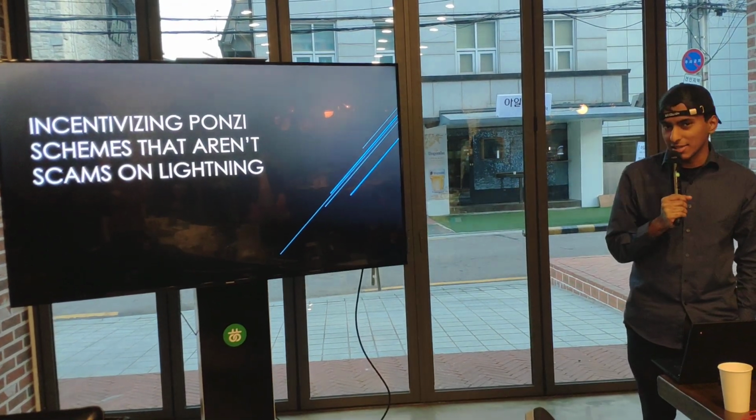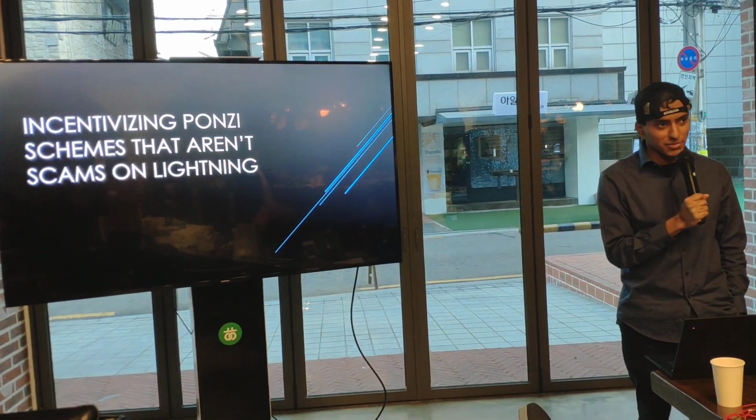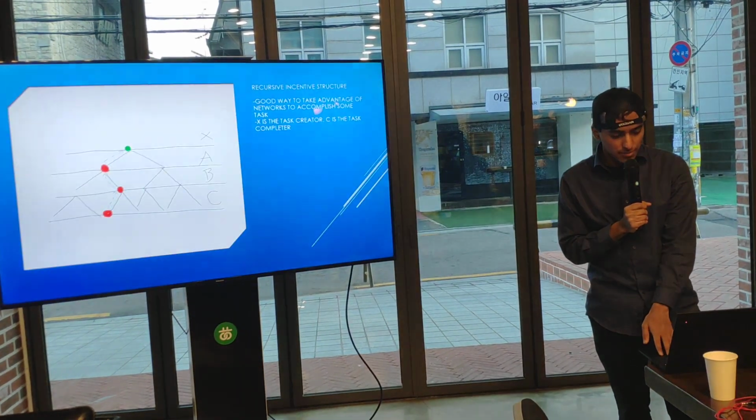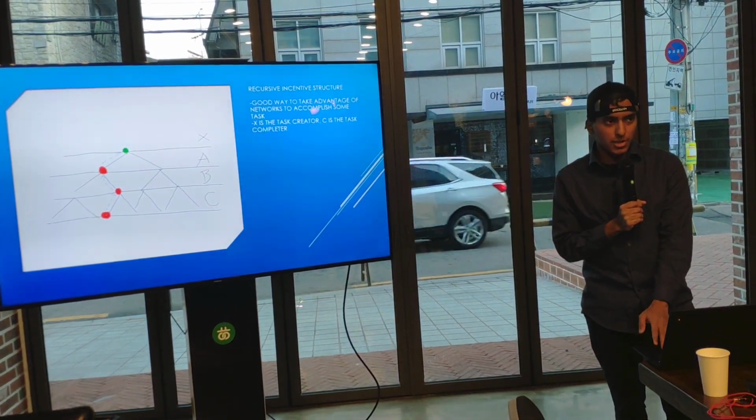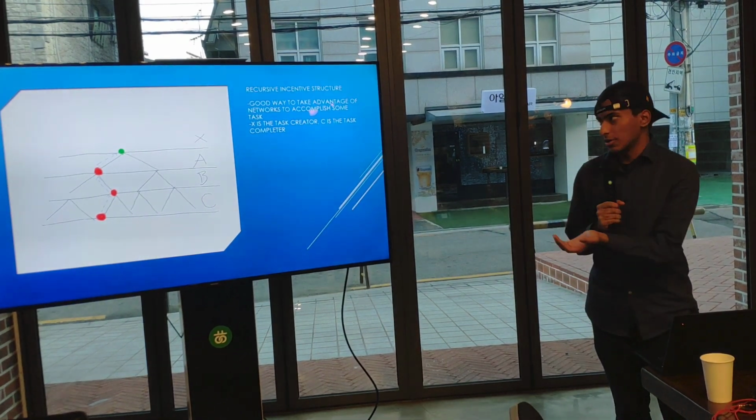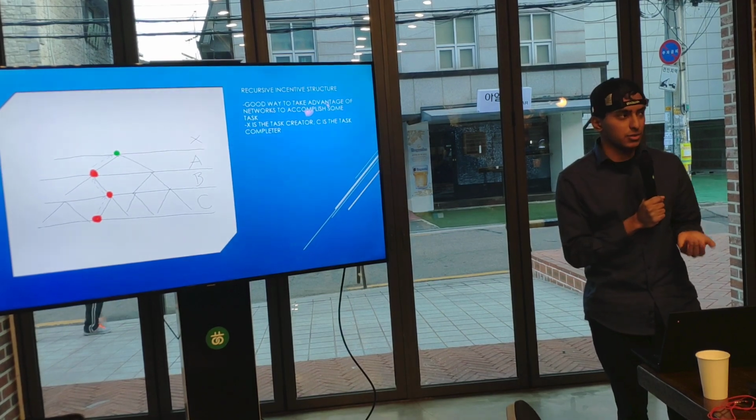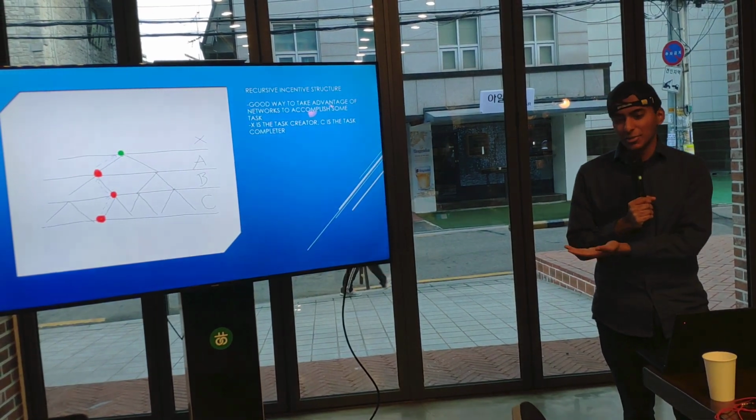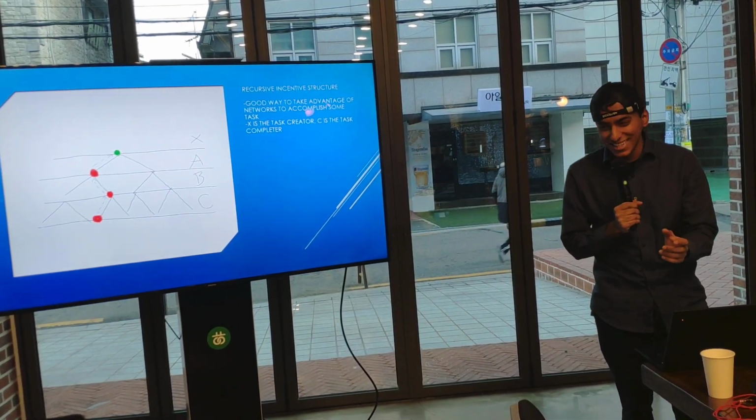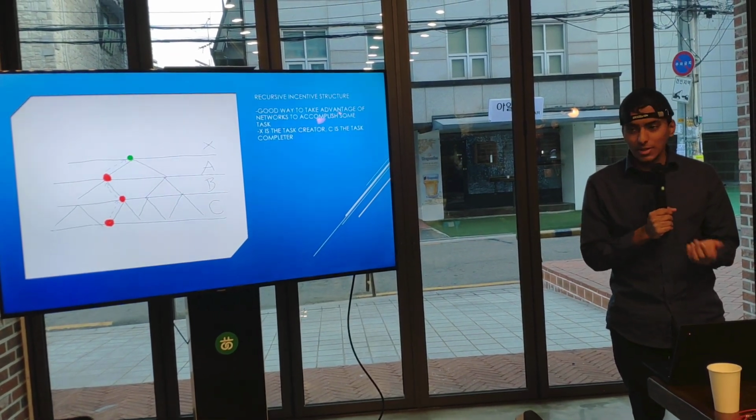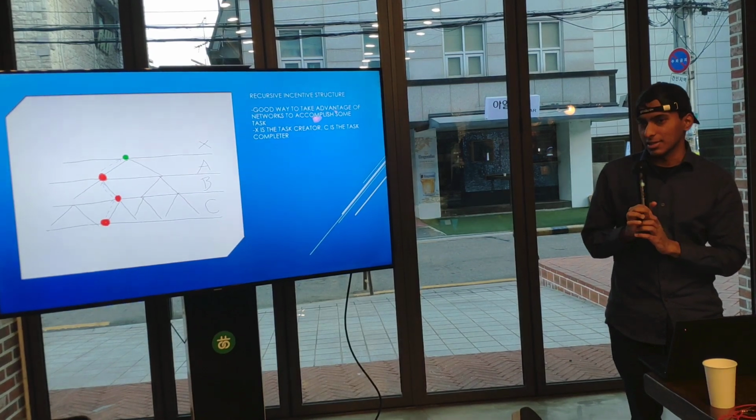Sort of making things that are very similar to Ponzi schemes, but slightly different, and can be very useful for some use cases. So basically what we take advantage of is something called a recursive incentive structure. This is a very good way, and it's also just a fancy way of saying a pyramid scheme. It's slightly different, but it's a very good way of taking advantage of your network.